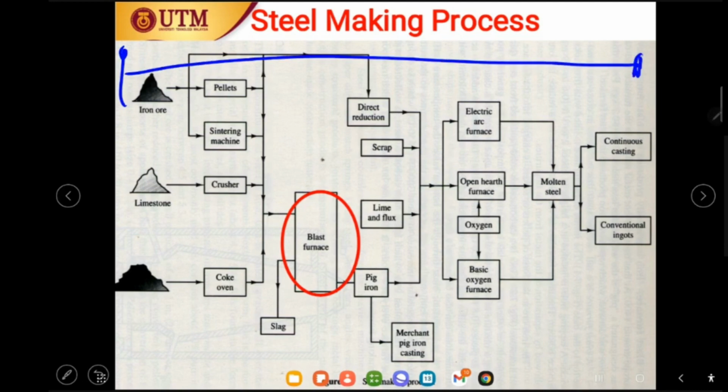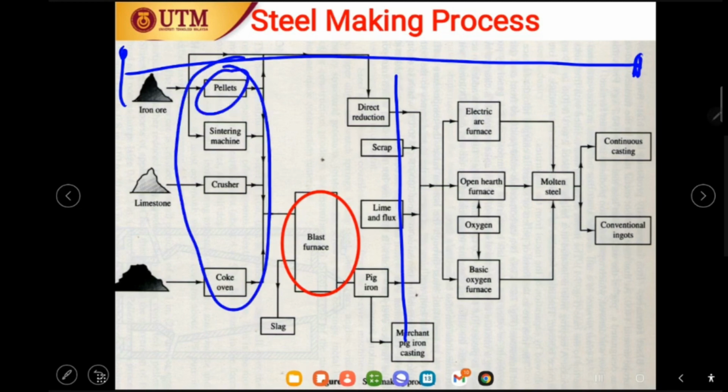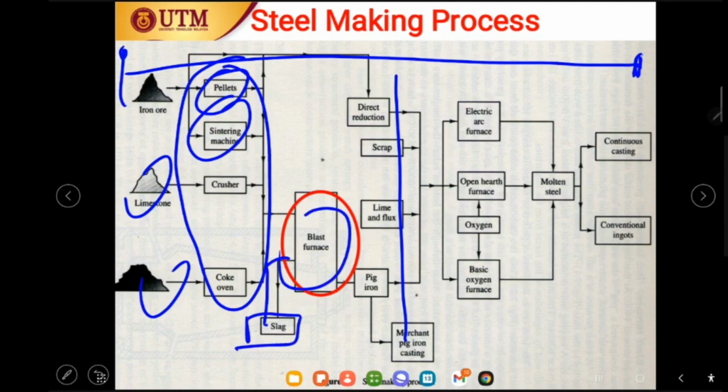Whilst the process to get the pig iron is only from here to here. From here to here, we discharge what we call the ballast, and then the cinders together with the limestone and also coke go into the blast furnace, and from the blast furnace it will produce slag and also pig iron.